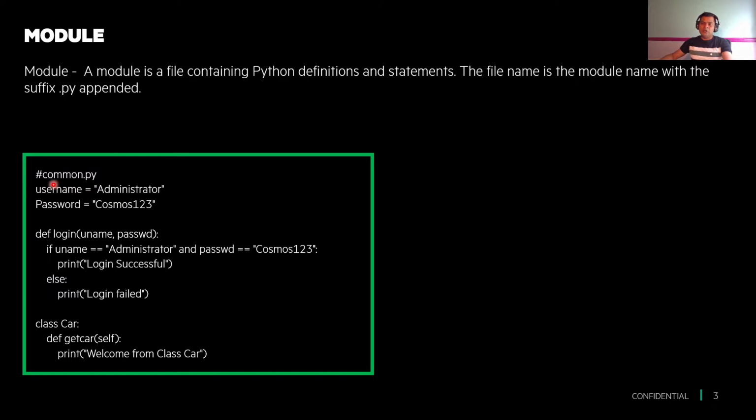One quick example of a module. Here I have given a comment, common.py. I'm just saying that I'm going to create one file with the name common and the suffix .py. This file can have anything: a variable, a function definition, a class definition.